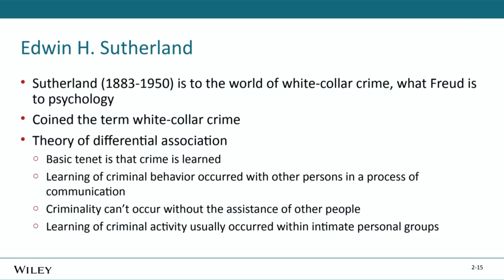So learning of criminal behavior occurred with other persons in a process of communication. So you learn it from others. Criminality cannot occur without the assistance of other people. And the learning of criminal activity usually occurred within intimate personal groups.